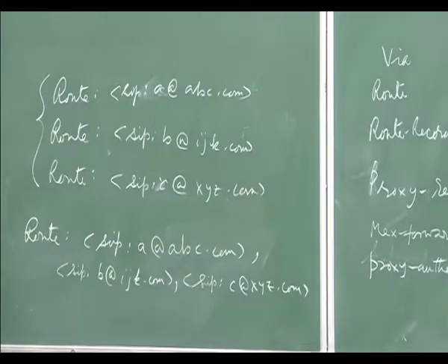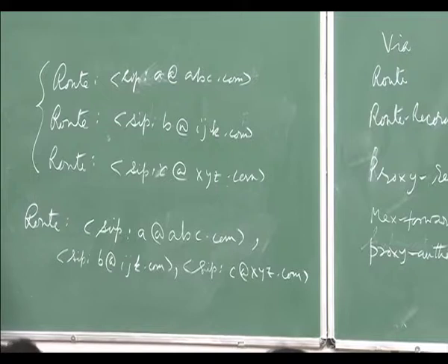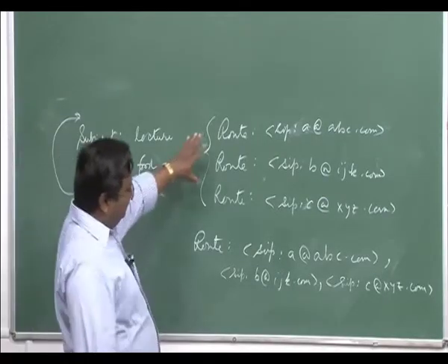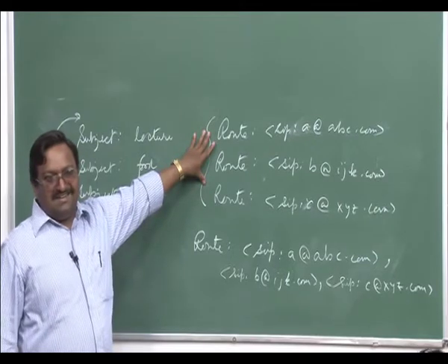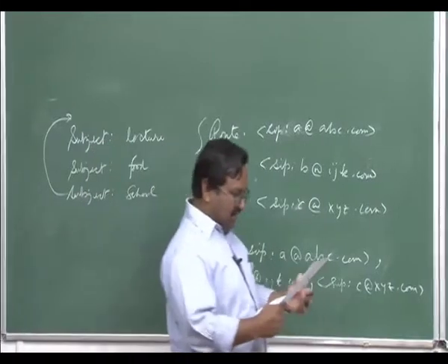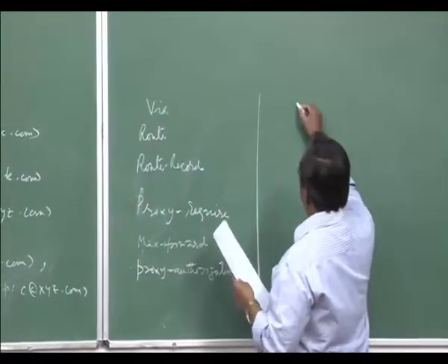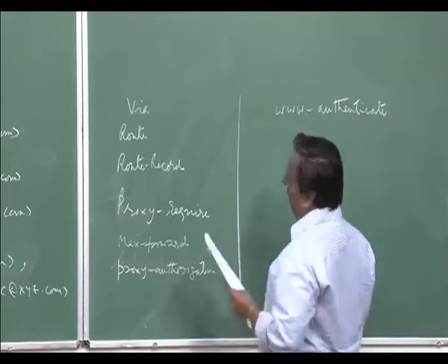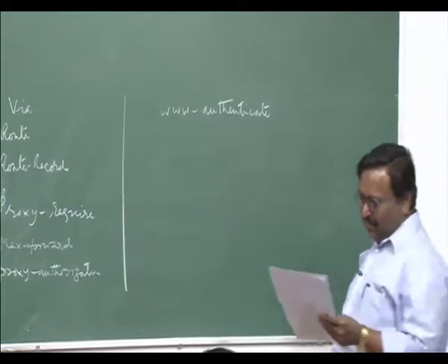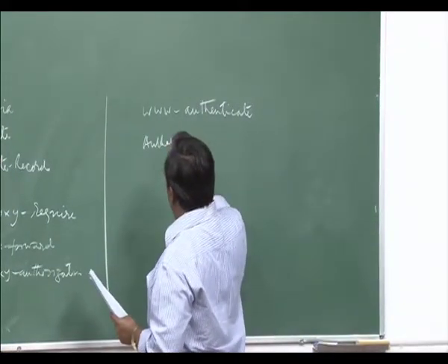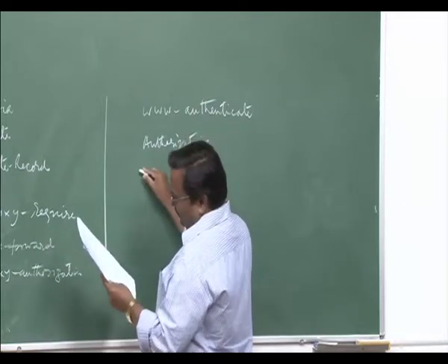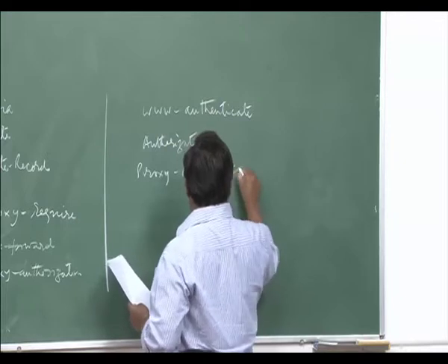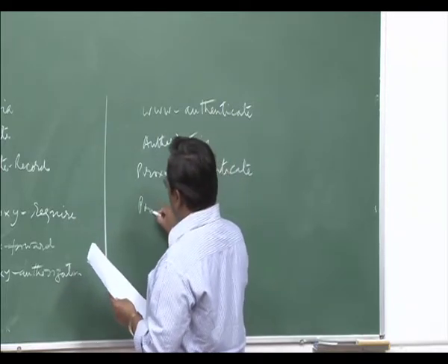This I have told: multiple field values can be combined into one single field value by using comma separated field values, actually a list. This combining cannot be done for certain kinds of headers. You can do it for everything else, except there are 4 cases where this cannot be done. You cannot do it for authorization, you cannot do it for proxy authenticate, and you cannot do it for proxy authorization.